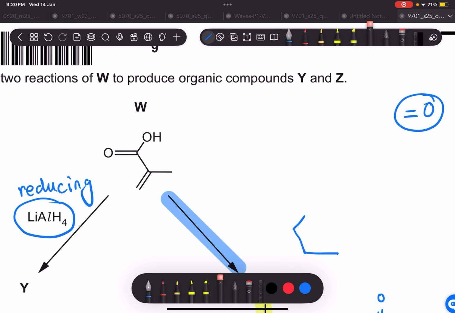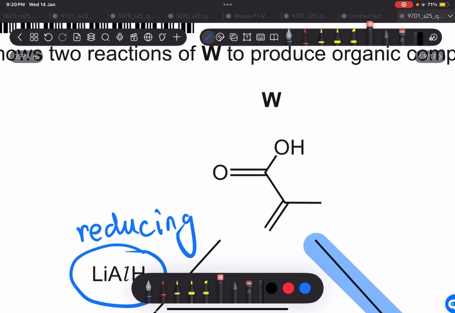Okay, so now we're gonna reduce the structure. How are we gonna reduce the structure? Simply over here you can see a carboxylic acid group. This right here is your carboxylic acid group. When you add a reducing agent to a carboxylic acid, what does it convert into? It converts into a primary alcohol. So what's gonna happen is that this part is gonna be removed. Instead, 2 hydrogens are gonna be added over here and we're gonna form a primary alcohol.